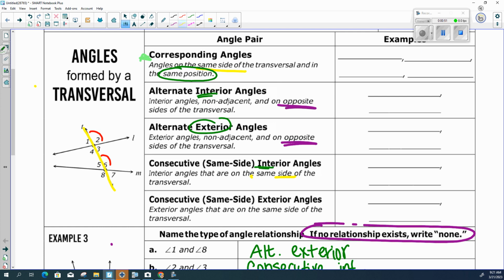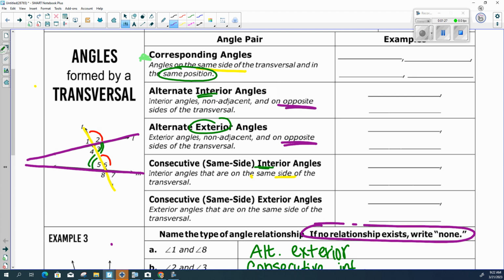So I told you yesterday a good strategy if you're trying to figure out what they are is to start from the bottom up. So are they on opposite sides of the transversal? That's pretty easy to decide. Here's my transversal. Oh, they're on opposite sides. Some people were having a hard time deciding, are these interior or exterior? So it helps to extend the lines that are being transversed, because then I can see, are they inside of those two lines or are they outside? So an example of alternate interior would be 3 and 5.